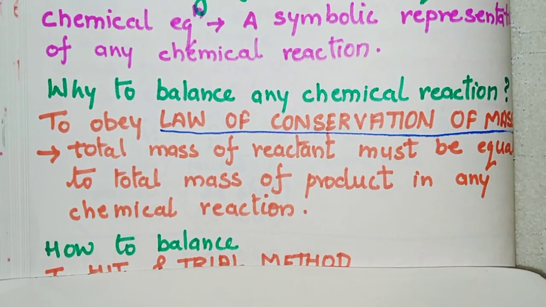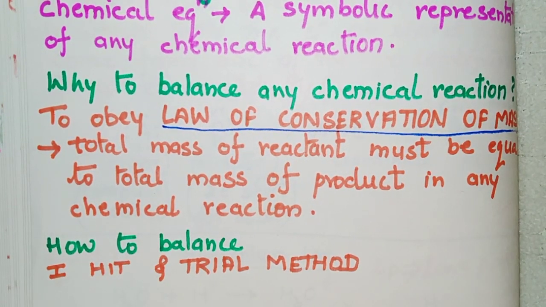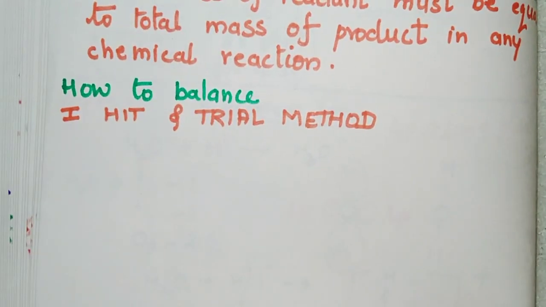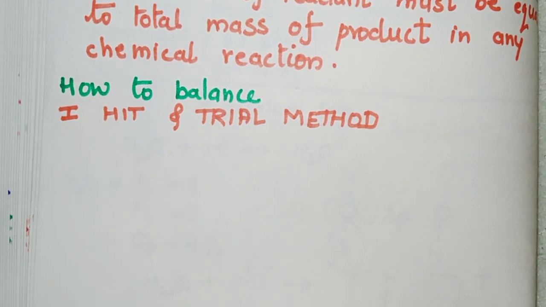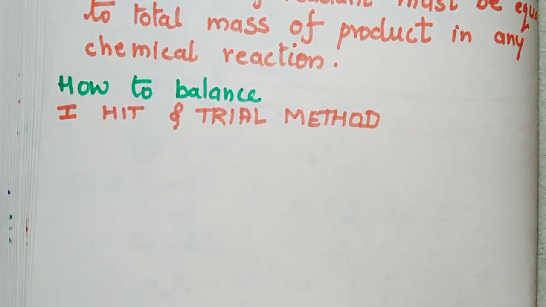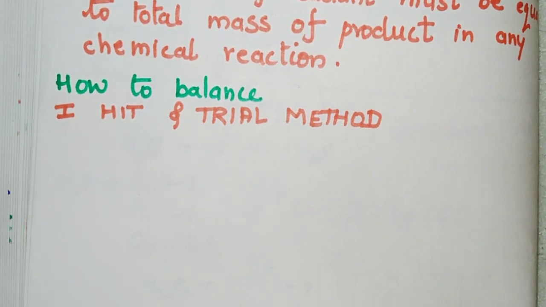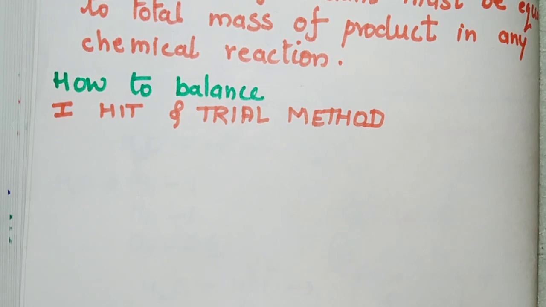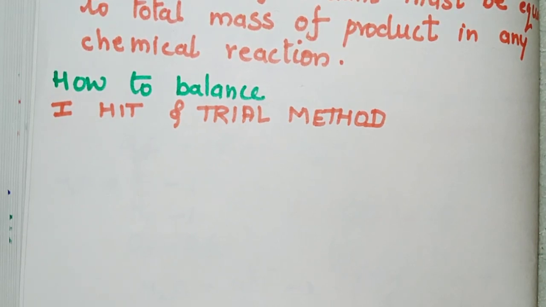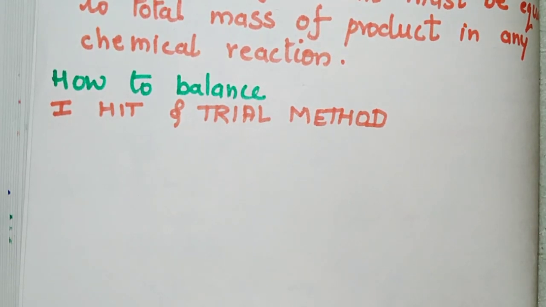Now another question is how to balance. For balancing a reaction, there are many methods like the hit and trial method, partial equation method, ion electron method, algebraic method, oxidation number method. So here we are discussing the hit and trial method. This is the easiest method to balance any chemical equation.